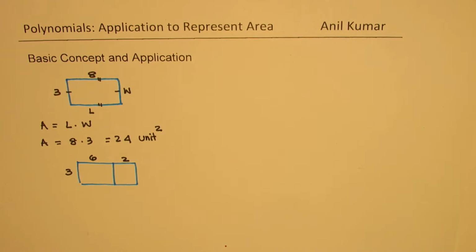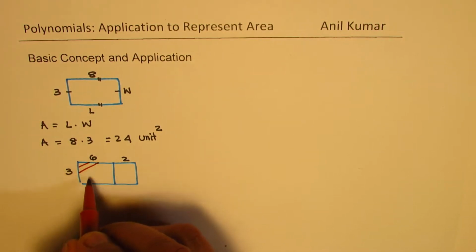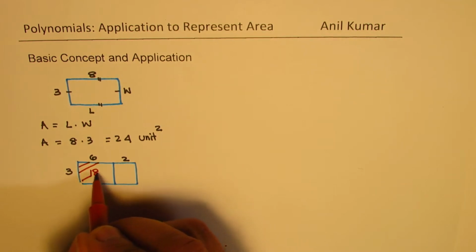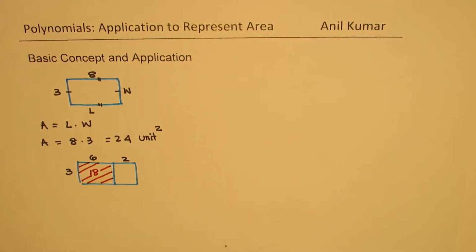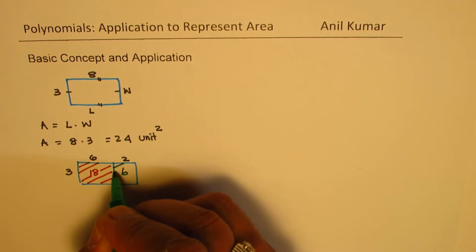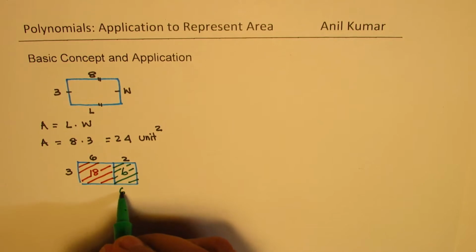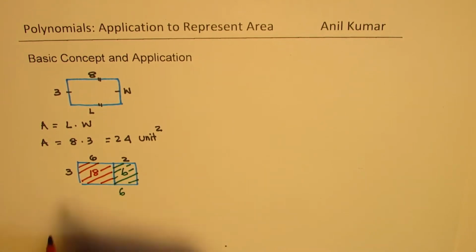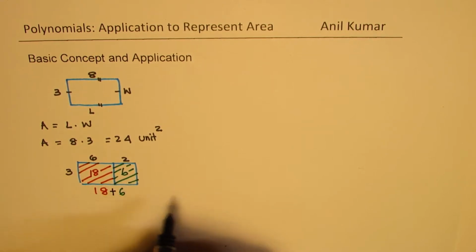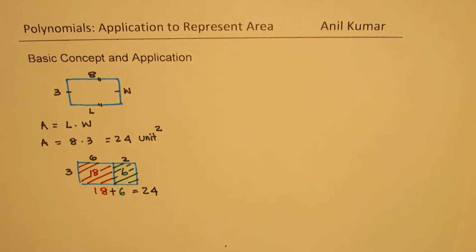If I partition, then what happens? Well, we get two areas. The area of this portion here will be 6 times 3, which is 18, right? And the area of the other portion will be 3 times 2, which is 6. As you can see, if I add 6 with 18, I still get 24, correct? So I get the same area.